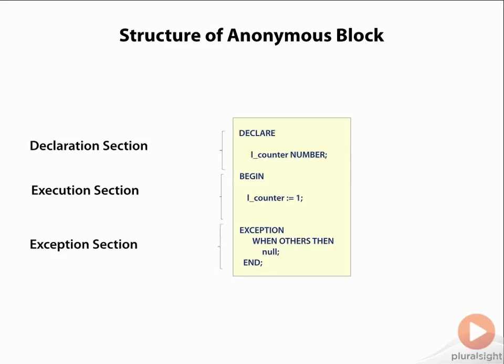The last section is the exception or error handling section. Here we can handle different kind of errors. We will talk about exception handling in detail later, but for now, to understand this code, when others is a catch-all exception handler, which traps any exception if there is no specific exception handler defined for that error in the exception block. The anonymous block ends with the end keyword.